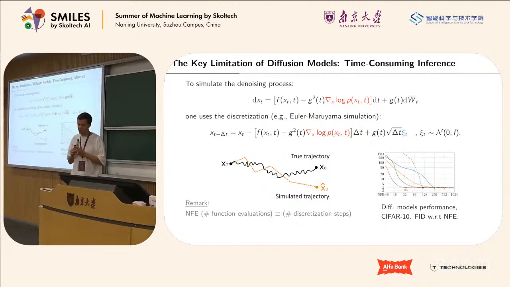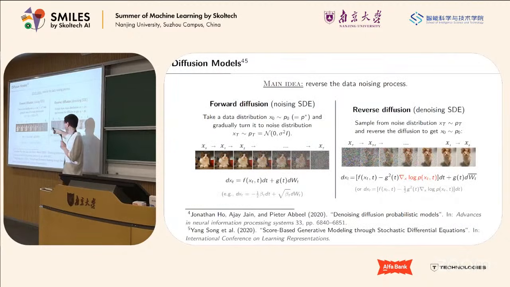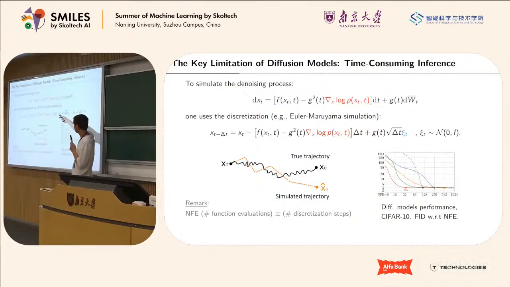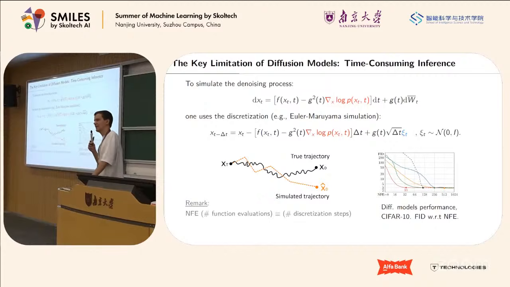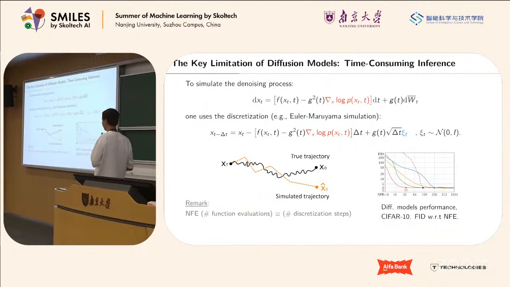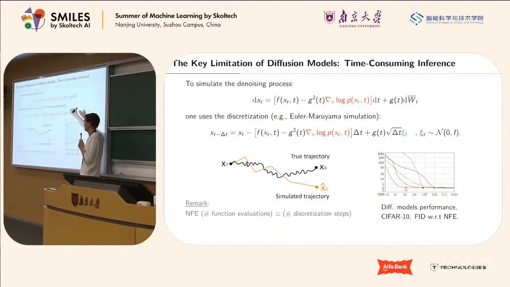So how does data generation in diffusion models work? Basically, you need to simulate this reverse denoising process. You take some noise, and then you simulate this backward stochastic differential equation. How do you simulate this in practice? In practice, you usually do this using numerical schemes. One of the most popular is the Euler-Maruyama scheme, which is just the time discretization of this stochastic differential equation. The stochastic differential equation is a continuous-time equation, and in practice it is just discretized.